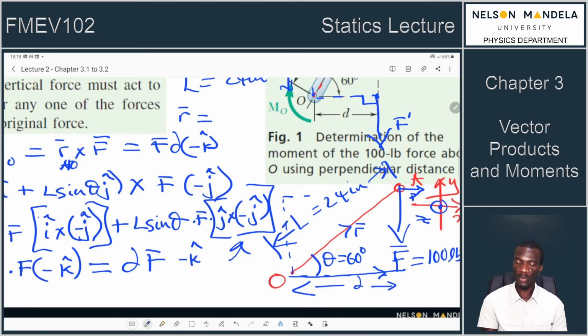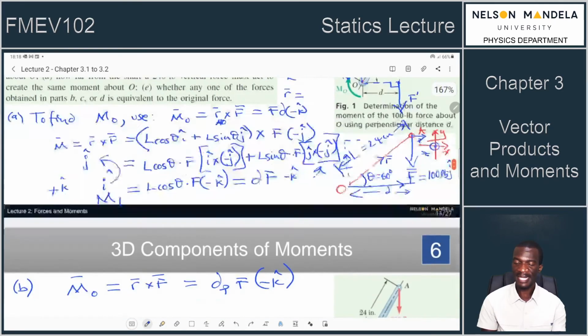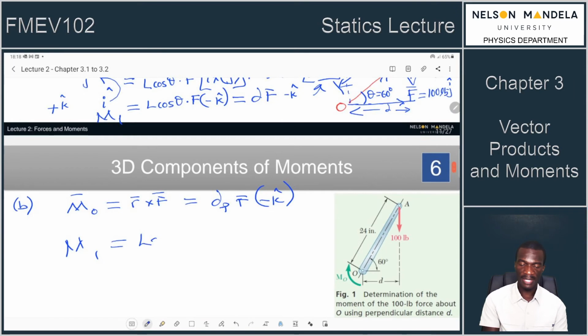The vertical component of this length, so that's L sine theta. So that will be your L sine theta, that is dP for the force P. And then you multiply that by the force. So that force is P. This is the force P, and this is the force P.